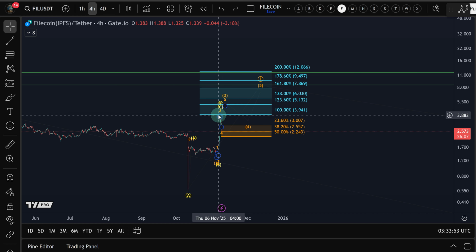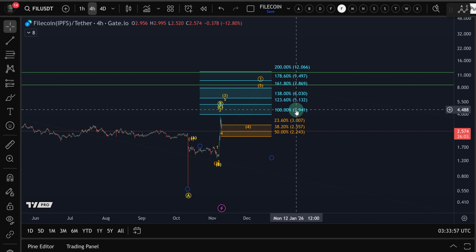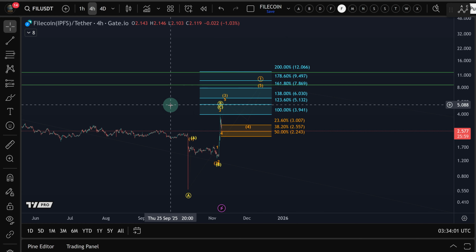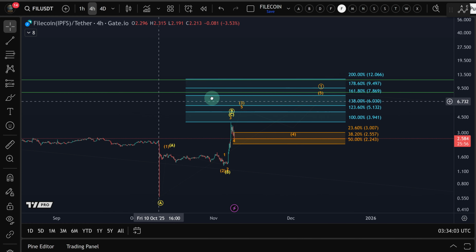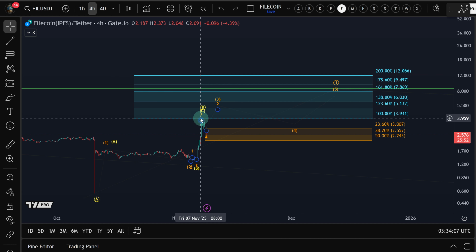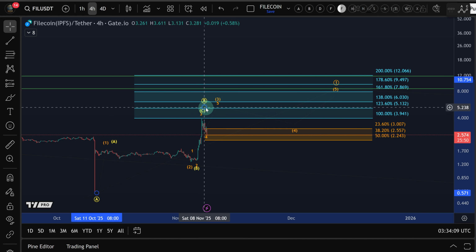Filecoin has been rejected from our resistance level here at $3.94. Yesterday in our member video update, I pointed out that we reached the ideal target for a three-wave move to the upside. For those of you who are not aware of, three waves, five waves, what does it all mean?